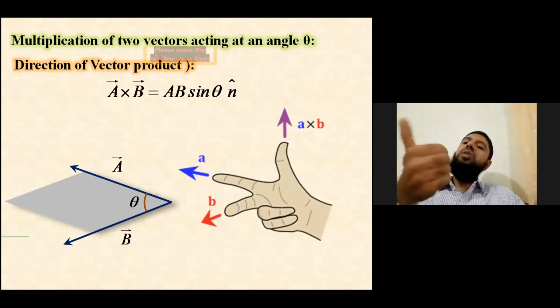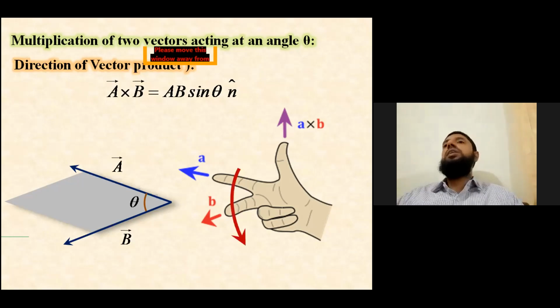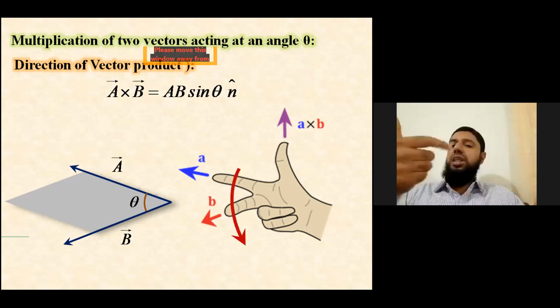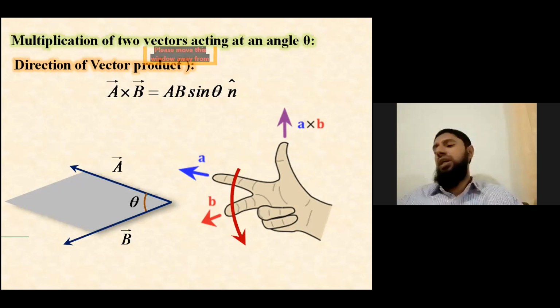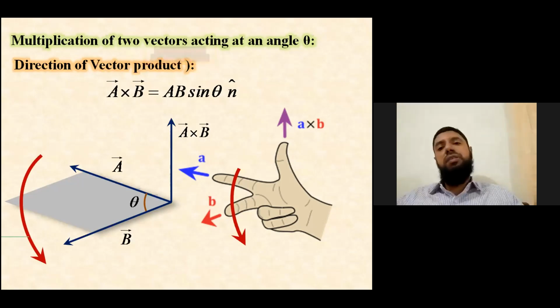Another way is the right hand palm rule. If I encircle the fingers from A to B, then the thumb gives the direction of the resultant. We have to encircle from the first vector to the second vector. This is a very important procedure, and the resultant will be perpendicular to both the first vector and the second vector.